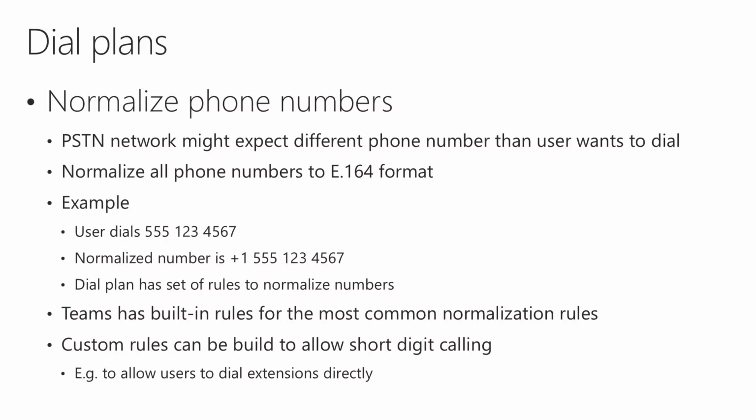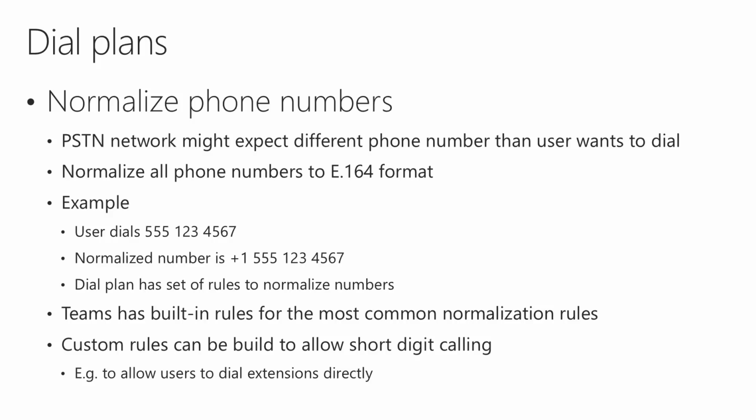In the voice routing section, we'll talk about how users can dial phone numbers and how the system decides where to route the call to. Dial plans are about how users dial phone numbers and how they are normalized to a format that the phone network can understand. The phone network expects phone numbers always in the E164 format.